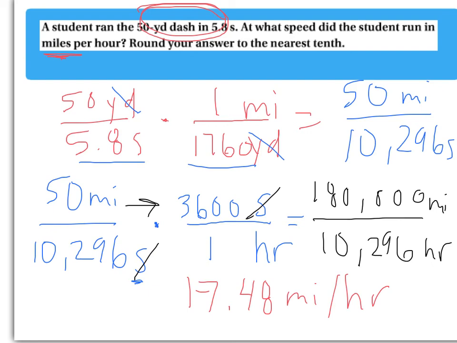So if the student ran this pace for the whole hour, that student runs 17.48 miles. But we know that as you are running, you're probably not going to maintain your speed. But this is what it would be if the student could maintain that speed.